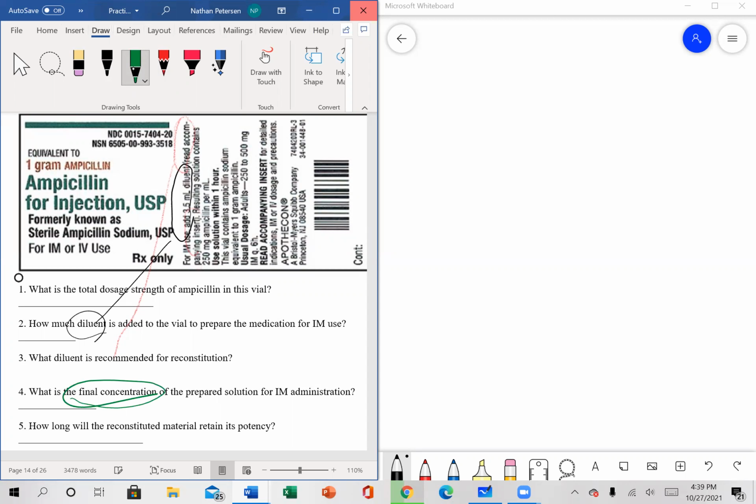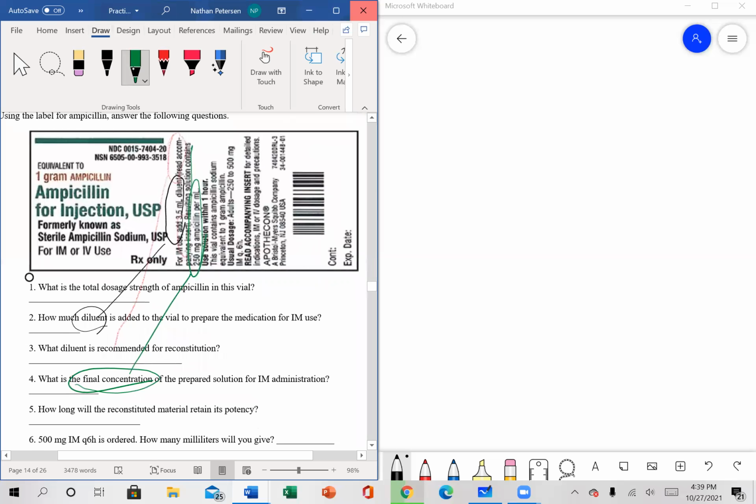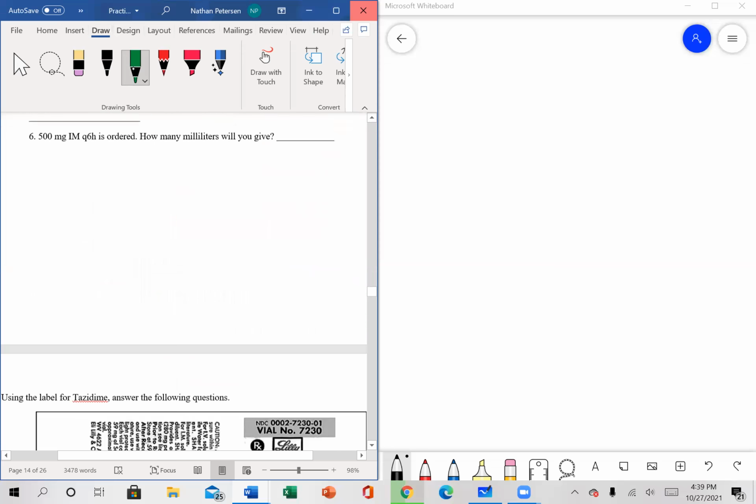Final concentration, resulting solution contains, and there's our 250 milligrams per mil. Okay, so that matches with that. So really what I do to figure it out is I'm searching out keywords and trying to find the matching words or phrases within my label. I don't know a better way to explain it other than to continue practicing for it.